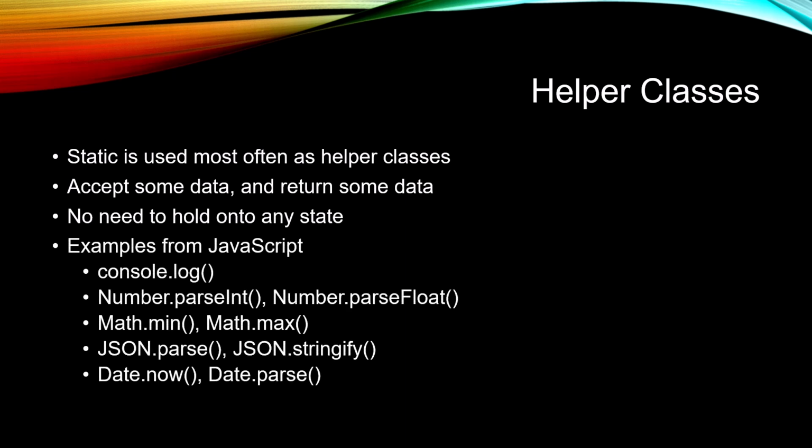Examples are console.log. Log is a static method on the console object. Number.parseInt, Number.parseFloat. You pass something in, you get something back. There's no reason to hold on to anything. The Math object has Math.min and Math.max, for instance. JSON.parse, JSON.stringify, Date.now, Date.parse. These are all examples of built-in static methods in JavaScript.